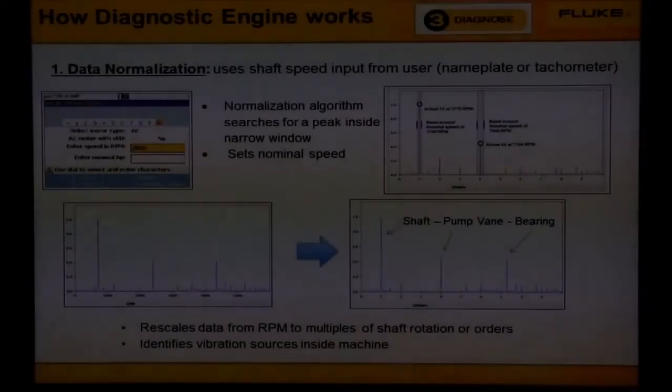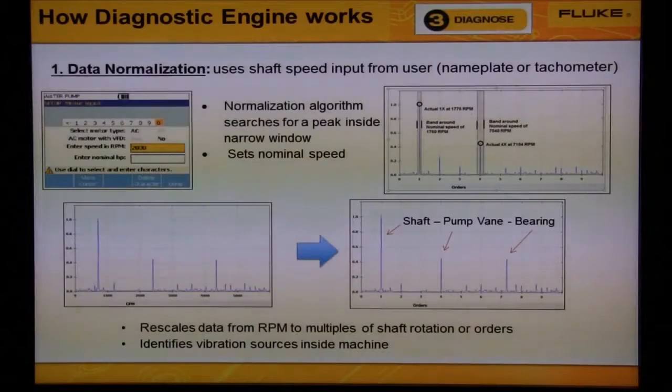The diagnostic engine inside the Fluke 810 has been developed over the past 30 years to follow the same steps of an experienced vibration analyst. In the first step, we need to find the actual speed of the rotating shaft. Based on the target speed given by the user during the setup, the diagnostic engine looks for the largest peak inside a plus or minus 4% window. This is seen on the graph on the right.